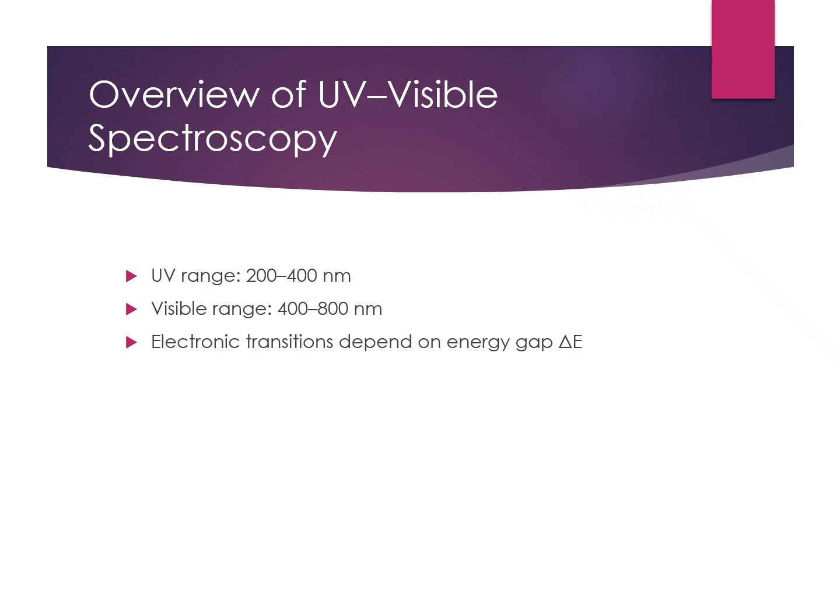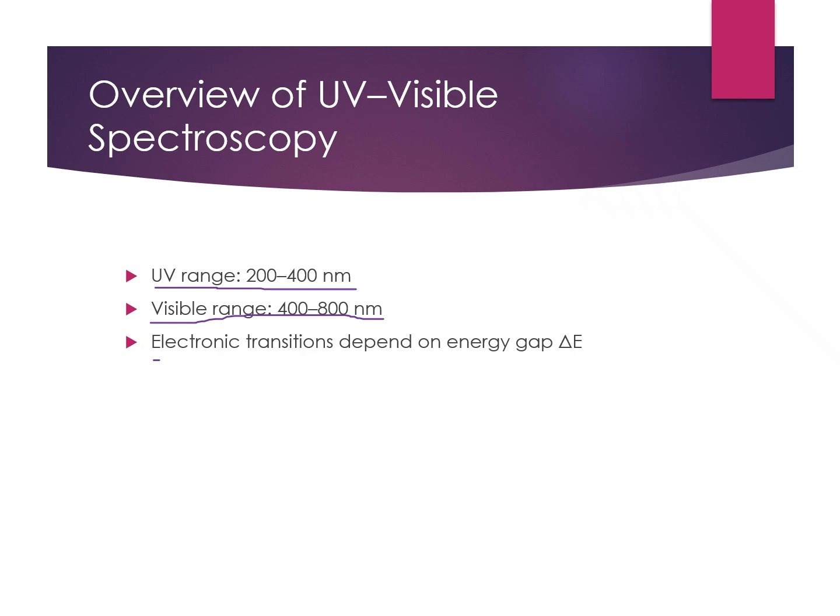To begin, let's quickly revise what UV visible spectroscopy means. UV light ranges from 200 to 400 nanometer, while visible light ranges from 400 to 800 nanometer. When a molecule absorbs UV radiation, its electrons undergo transitions from a lower energy state to a higher energy state. As we can see, the UV range is 200 to 400 nanometer and the visible range is 400 to 800 nanometer.